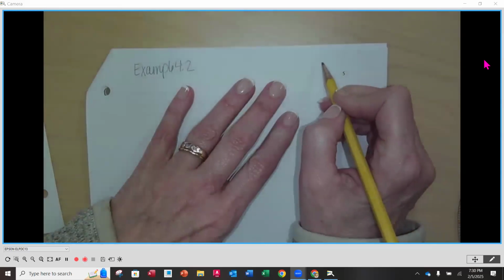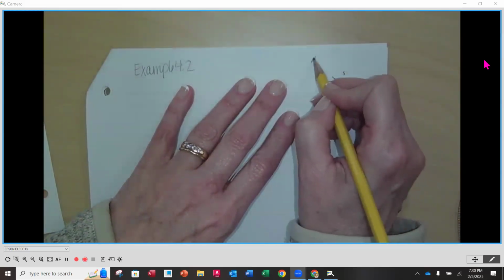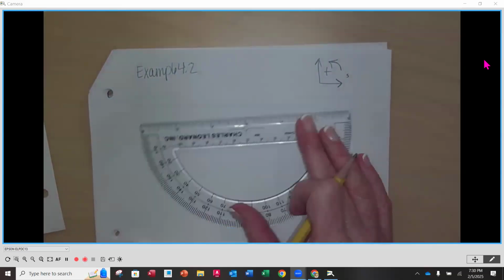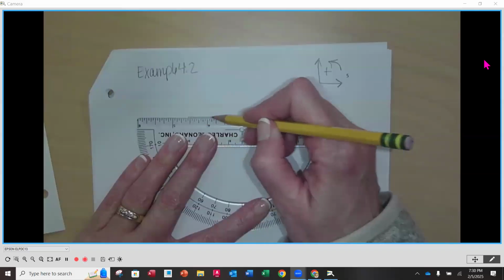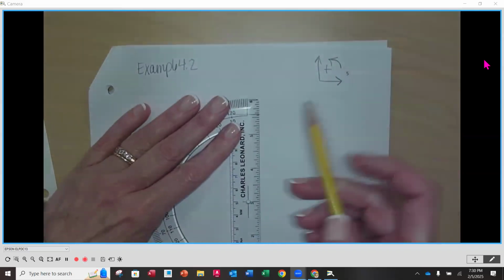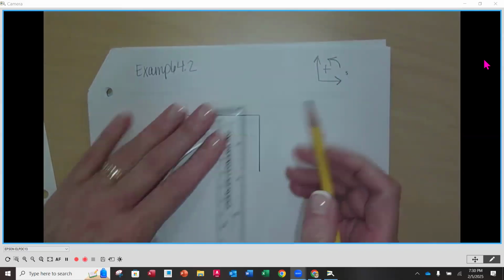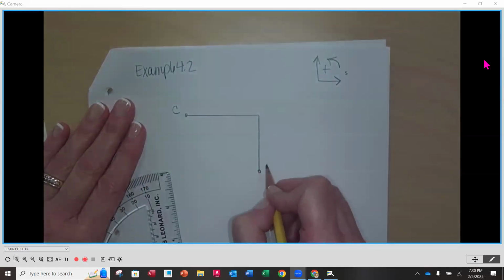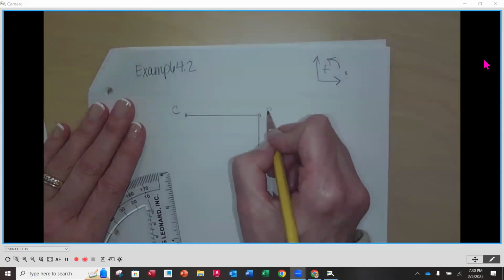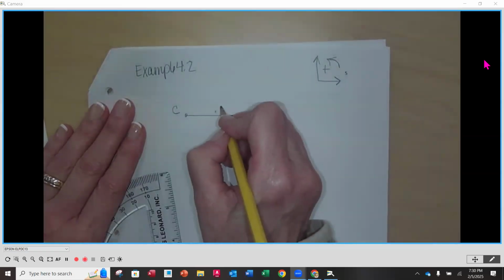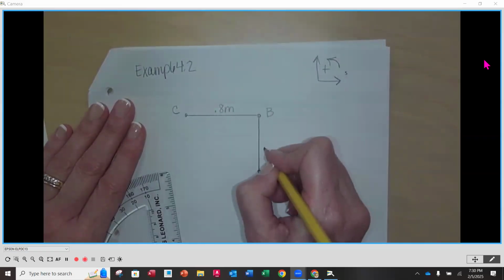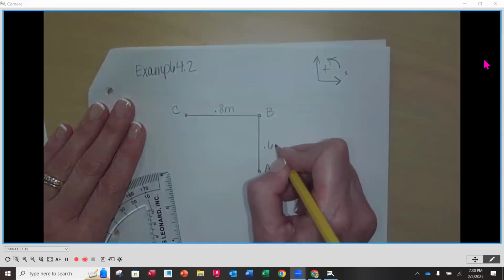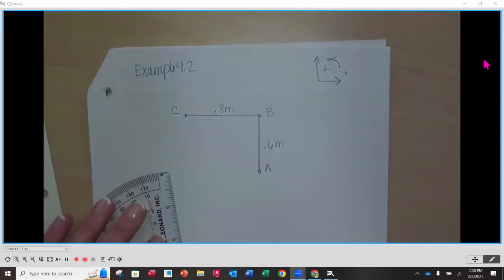4.2. I'm going to put my convention again. This is a new problem technically, up in the upper right-hand corner. And I'm going to draw now my bracket C to B to A. So this is C. This is going to be A. And this is going to be B. We know C to B is 0.8 meters. We know B to A is 0.6 meters.